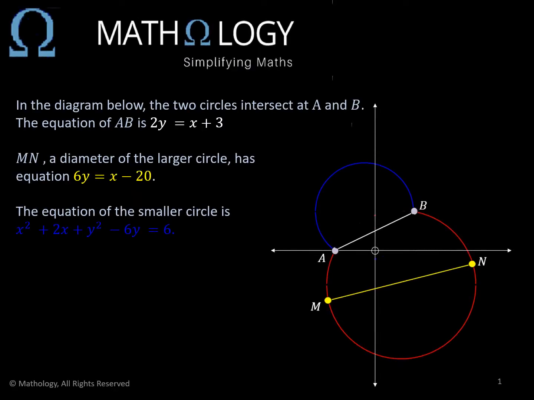In the diagram below, the two circles intersect at A and B. The equation of AB is given by 2y equals x plus 3. MN, a diameter of the larger circle, has equation 6y equals x minus 20. The equation of the smaller circle is given by x squared plus 2x plus y squared minus 6y equals 6.